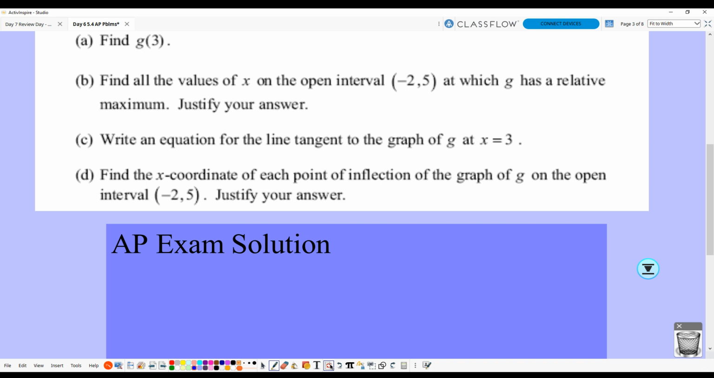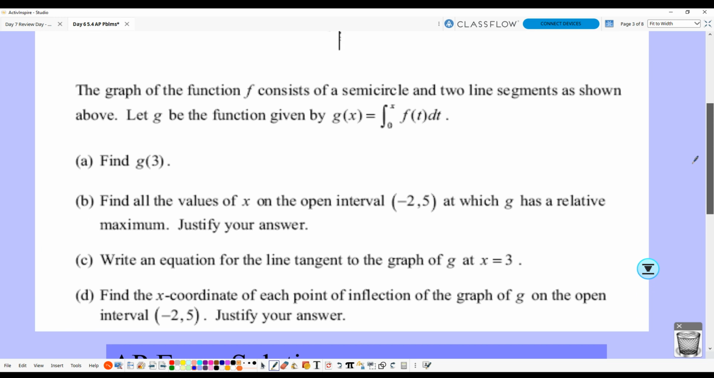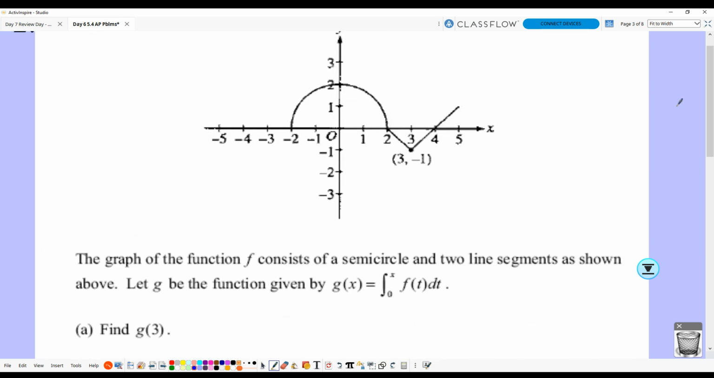Patrick, what is the last question? Or sorry, Jackson. The last question: where the double derivative of G equals 0 and changes signs. Okay, or 0 or undefined. So we need to find inflection points, which is where G double prime equals 0 or is undefined and changes sign.